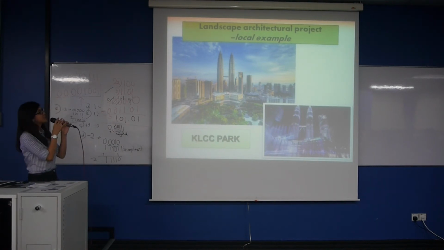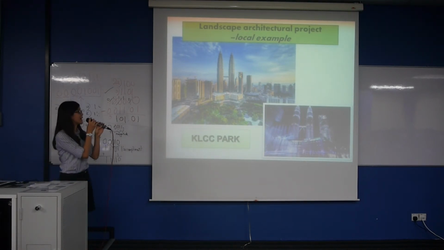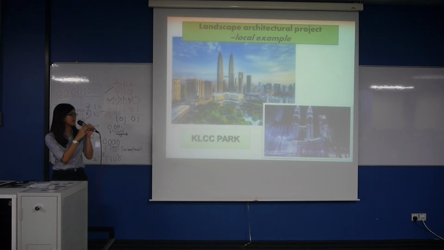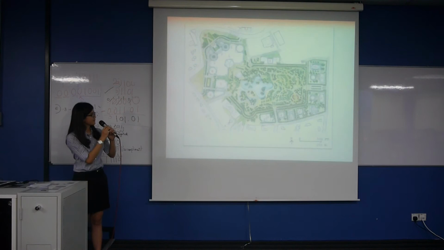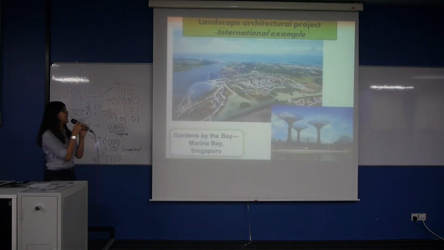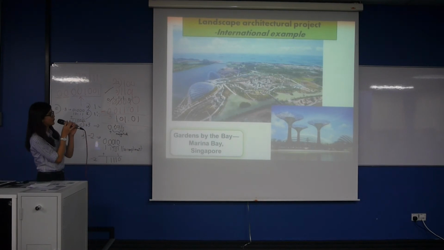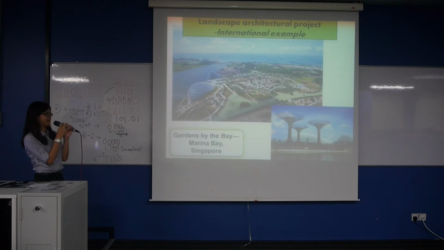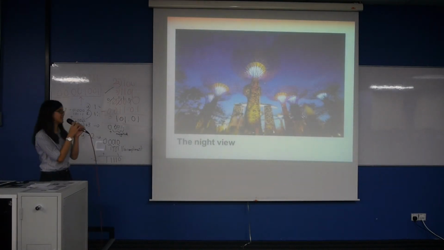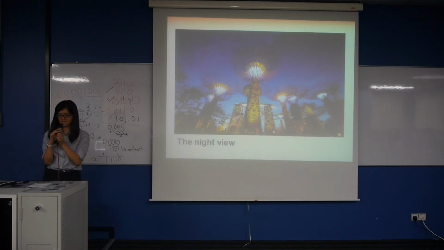Here we're going to show a local example of landscape architecture. This is the most famous park in our country, which is KLCC Park. And this is the map of KLCC Park. And the other example which we chose is Gardens by the Bay, which is in Singapore. This is the map view of the gardens.